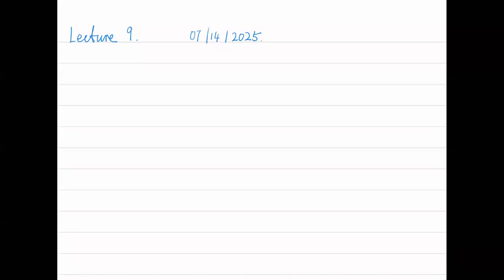Okay, so first let's recall what we have done last time. Last time we started with chapter 4, some applications of the differentiation. The first one is about the max and the minimal values. And to find the max and the min, we also introduce the critical point. Let's recall what is the critical point.